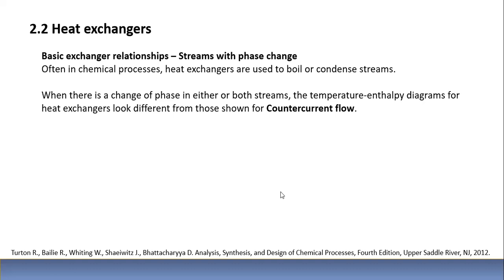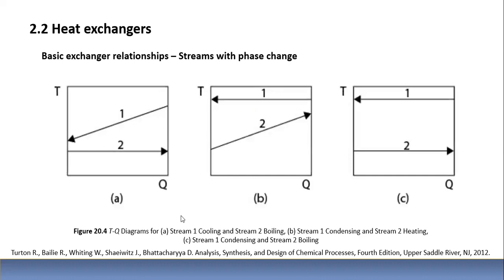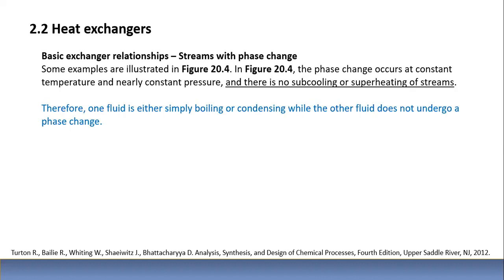Often in chemical processes, heat exchangers are used to boil or condense streams. When there is a change of phase in either or both streams, the temperature-enthalpy diagrams for heat exchangers look different than those shown for concurrent flow. Some examples are illustrated in figure 20.4.